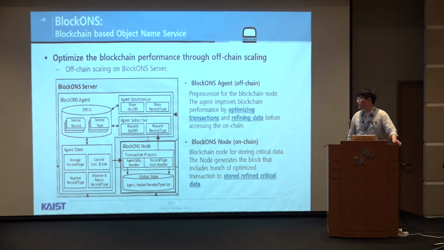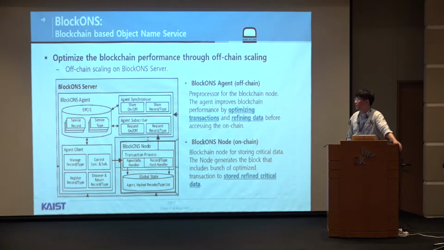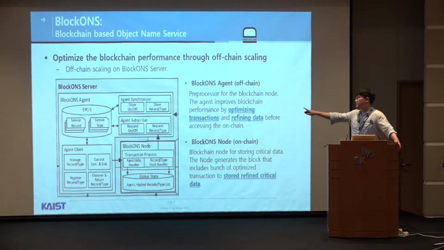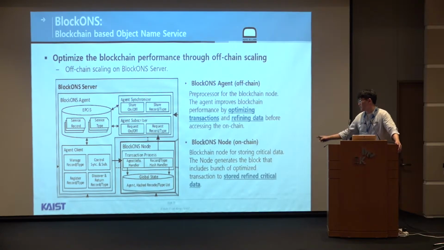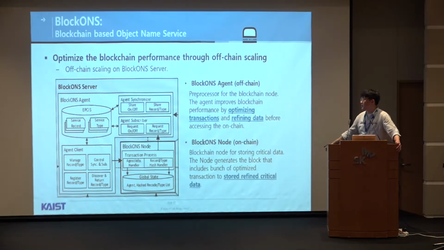So the first one is to optimize the blockchain performance through off-chain scaling. I said we applied some off-chain scaling schemes to increase the performance of the blockchain. The BlockONS agent off-chain is a preprocessor for the blockchain node, and it optimizes transactions and refines data before accessing the on-chain. And the blockchain node on-chain just stores the critical data in the global state.